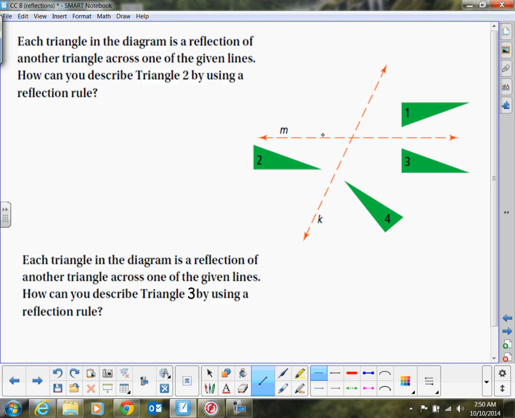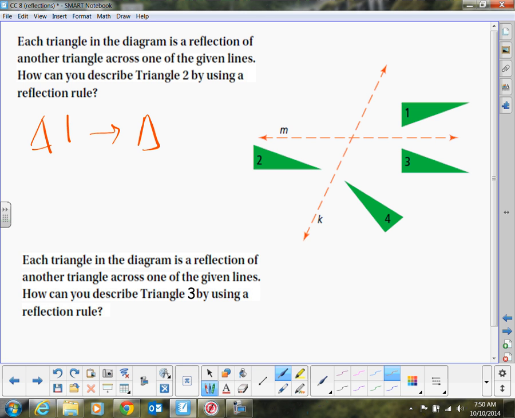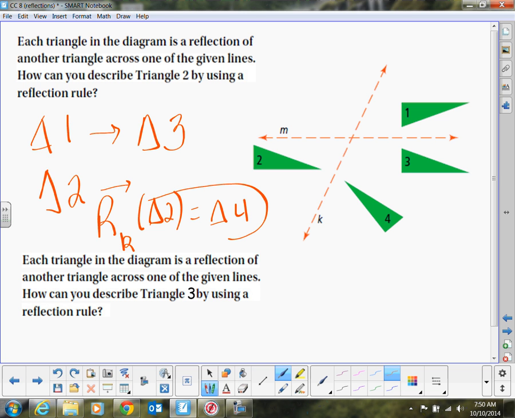So can you look at this? Each triangle in the diagram is a reflection of another triangle across the given lines. Triangle 1 was reflected over what line? M. And it falls on top of what? Triangle 3. Triangle 2 was reflected over what line? K. So I should say the reflection over K of triangle 2 is what? Triangle 4. That's the way they're going to want you to write it. Is that easy?